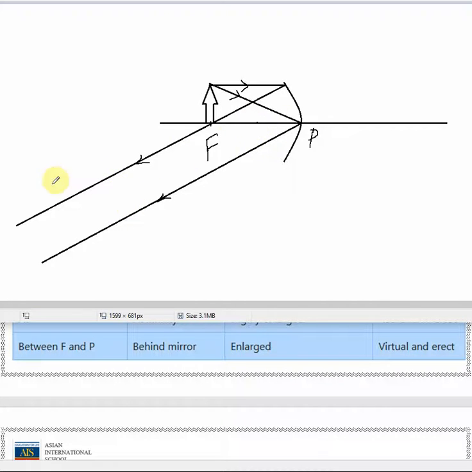Once again, it's an inverted image. You can see it's going upside down. So it should be real. It is real, meeting at infinity, and it's an inverted image.